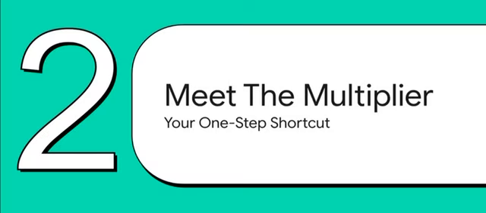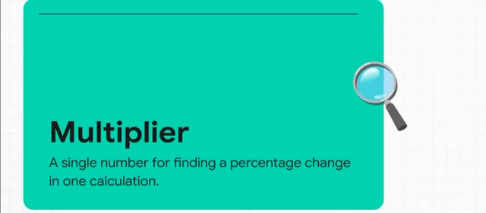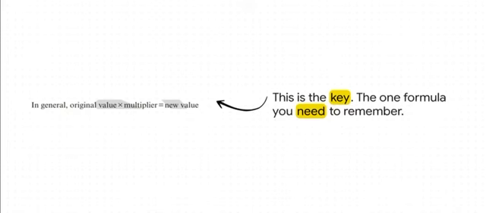So, let's meet the hero of our story today, the multiplier. This simple little concept is about to become your new best friend for any percentage problem you ever face. So what even is it? Well, a multiplier is just one single number that does all the heavy lifting of a percentage change. You just multiply your original amount by this number, and boom, you get your final answer. No second step, no adding, no subtracting, just one and done. This right here is the core idea: the original value times your multiplier equals the new value. That's it. That's the engine behind this whole shortcut. The only question is, how do we find this magic number?